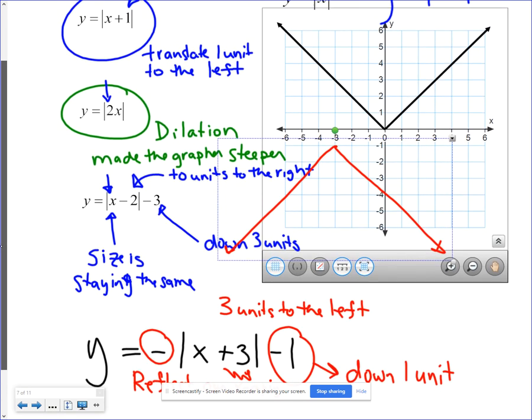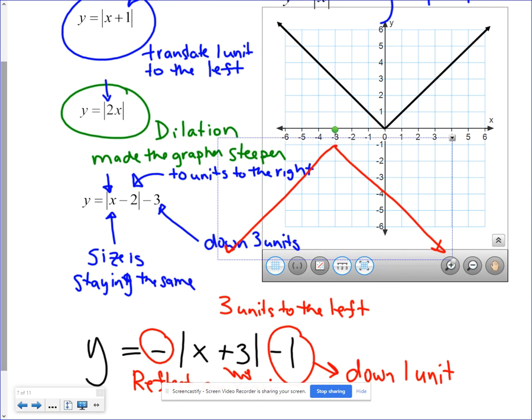Okay? We still have one more family to look at, but we'll save that for tomorrow. So I want you to practice these families first in this lesson today.